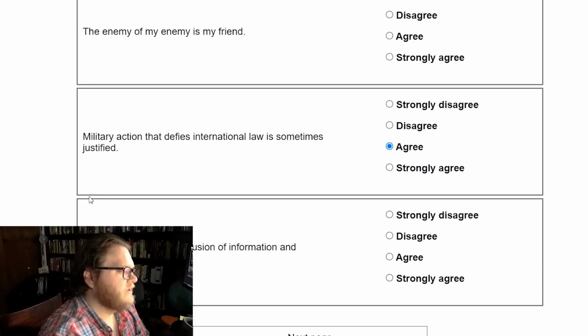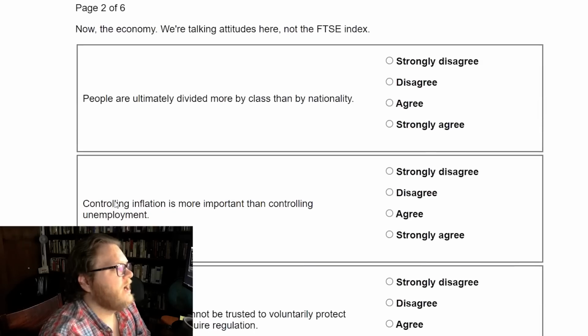There is now a worrying fusion of information and entertainment. Disagree because that's kind of what I'm giving you now. That's my job. Now the economy. We're talking attitudes here, not the FTSE index. People are ultimately divided more by class than by nationality. I think wars would tell us to disagree.